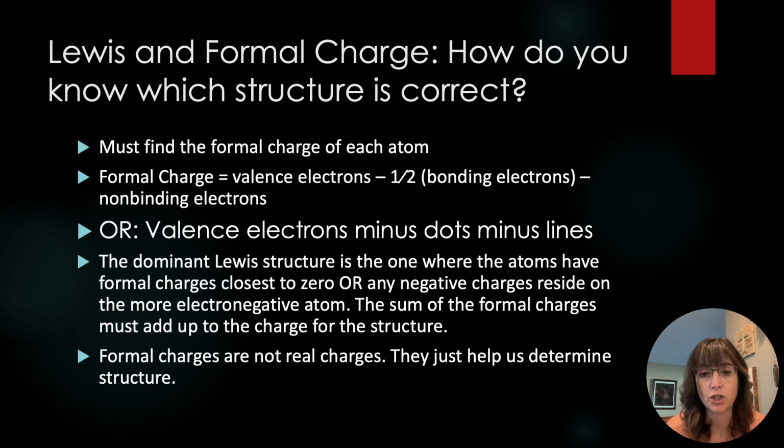But the dominant Lewis structure is this one. It's the one where the atoms either have formal charges closest to 0, or where, if they do have a charge, the charge makes sense. And what do I mean by that? The negative charge is probably going to be on the atom that is most electronegative. You wouldn't give nitrogen the negative charge and oxygen a positive charge. That just doesn't make sense. And the sum of all the formal charges still needs to add up to the charge for the whole structure. And again, these aren't real, they're just theoretical, but they do help us to determine which Lewis structure we think may possibly be the most stable, and it's not always what you might think.